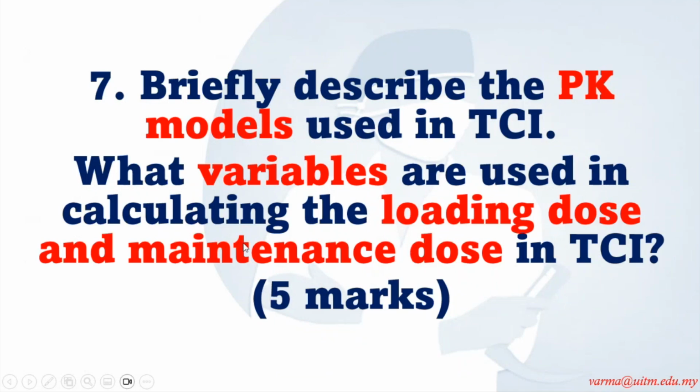Briefly describe the PK model used in TCI. What variables are used in calculating the loading and maintenance dose in TCI? So these are kind of specific questions, okay? So we're going to choose a few pharmacokinetic models. We're going to talk about it. And then what are the variables that you have to input? We have to key into the pump for each of these pharmacokinetic models, okay? But I'm not going to go into the fine details about it.